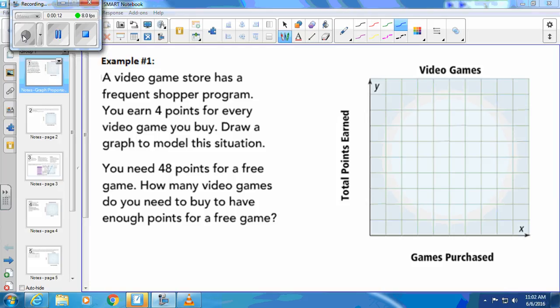Today we're going to be talking about graphing proportional relationships. You guys should be following along right along with me, filling in the notes, pausing the video, and trying examples on your own when I tell you to.